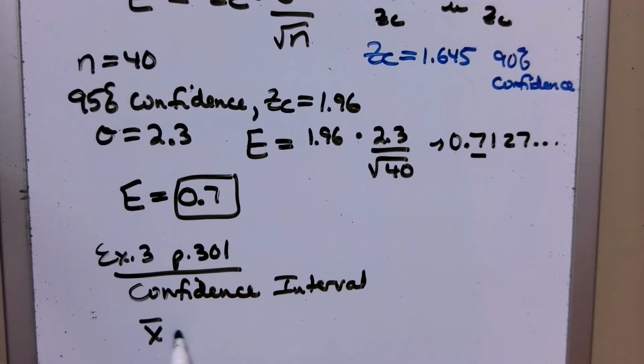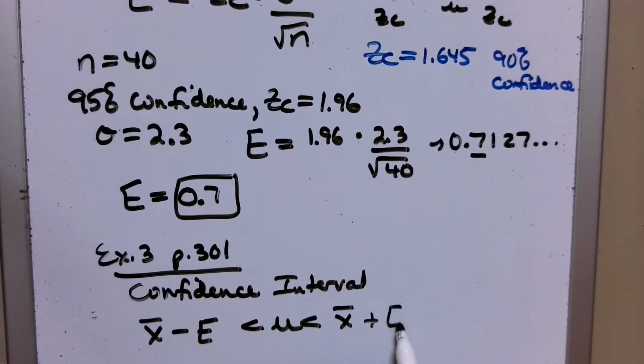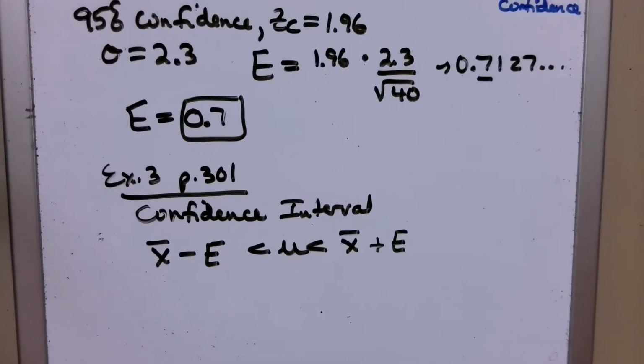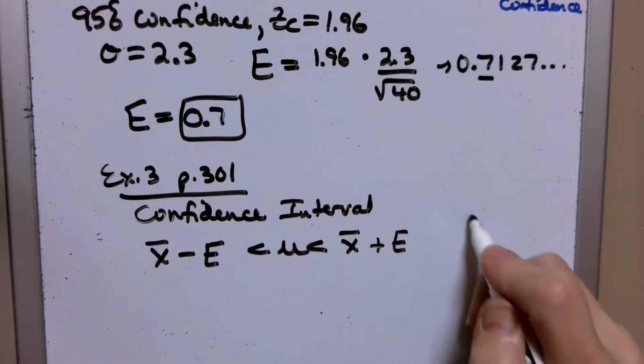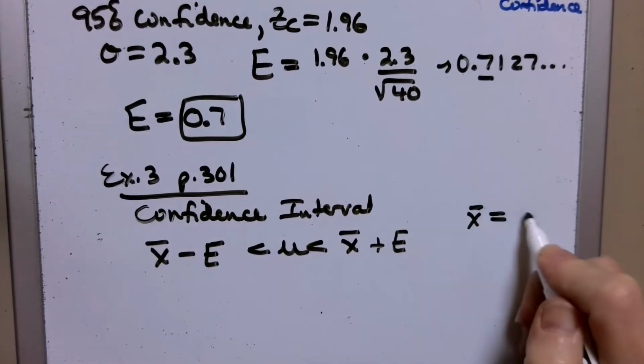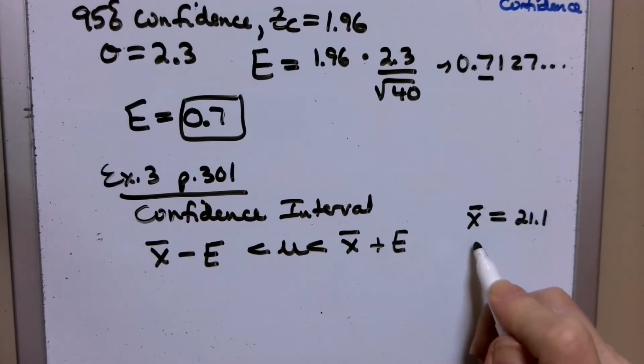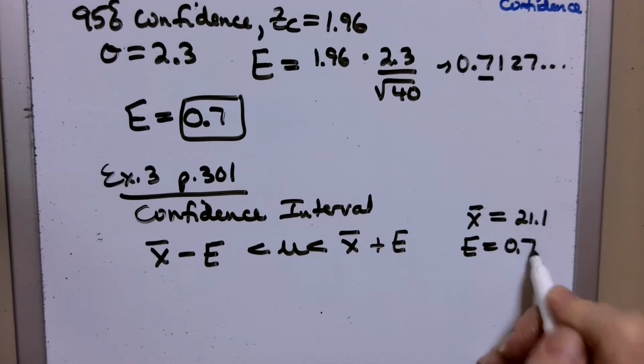Our formula is x bar, sample mean, minus e, margin of error, less than mu, less than x bar, sample mean, plus e, margin of error. And so this less than mu, less than part stays static. We're just going to put in numbers here and get those two endpoints. In order to do example 3, we go back to example 1, and we know from example 1, remember, that x bar was 21.1. And from example 2, for a 95% confidence level, the margin of error was 0.7.